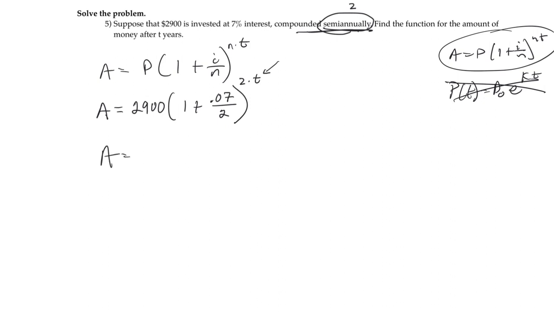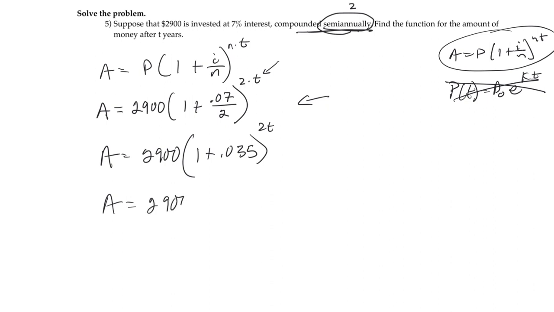So I could simplify that a little bit. If you gave me this on a test, I'd mark it right though. 0.07 divided by 2 is 0.035 to the 2t, and then I could add those. So 2,900 times 1.035 to the 2t. So you could finish it like that.